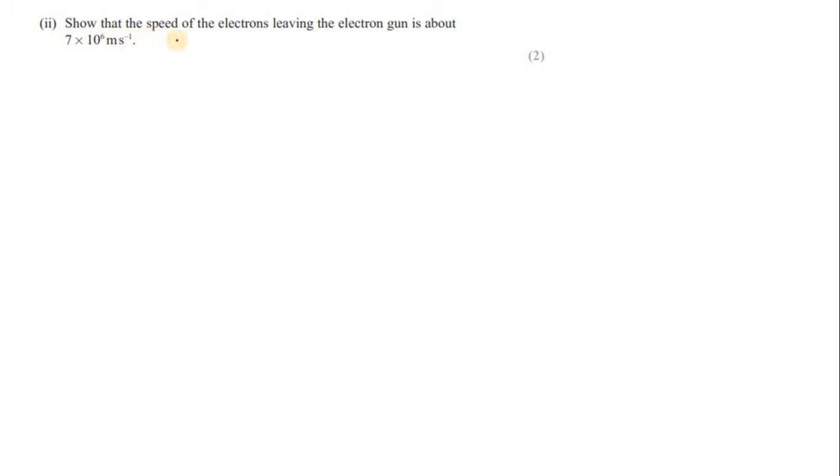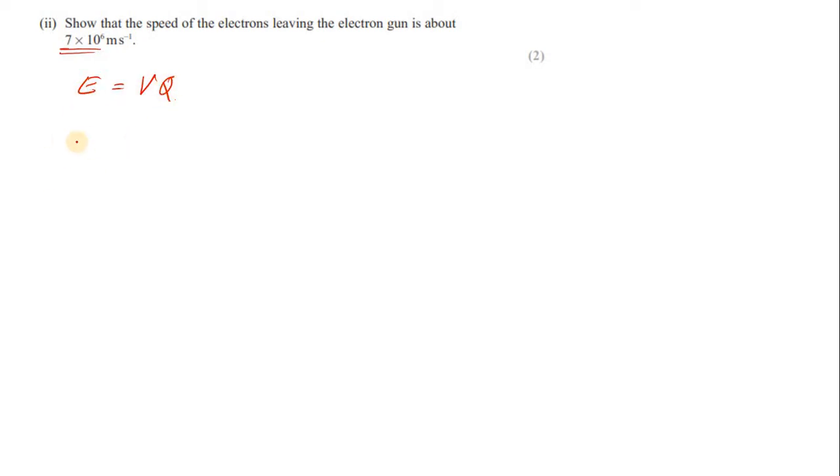Second part, show that the speed of electrons leaving the electron gun is about 7 × 10⁶ meters second inverse. It's quite a straightforward and easy question, because we need to find speed, and we have a charged particle. Remember, if voltage is given, then energy gain is equal to voltage times charge. So the energy gain of a moving charge under a voltage V is V into Q. You just multiply voltage with the amount of charge, and you have the energy.